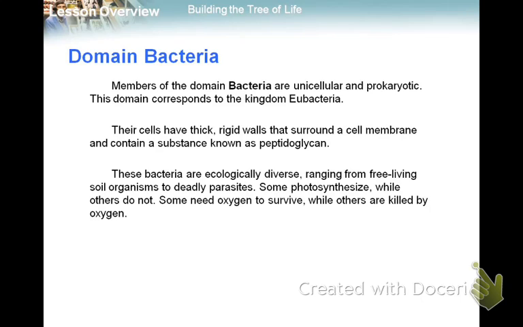So let's talk about domain Bacteria. That's the far left, the most distantly related to us. Domain Bacteria, unicellular, prokaryotic. This is kingdom Eubacteria. There it's written correct. The hallmark of this domain and kingdom is the cell wall is made with a substance called peptidoglycan. We have very, very diverse species here. So free-living soil organisms all the way to deadly parasites. Some do photosynthesis, others do not. Some need oxygen. Others are actually killed by oxygen.